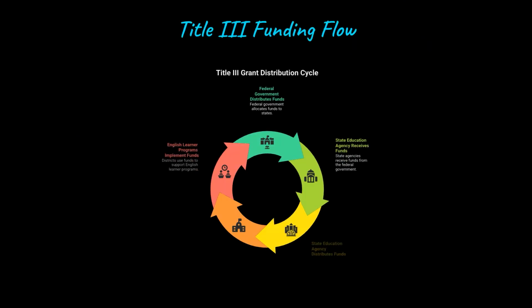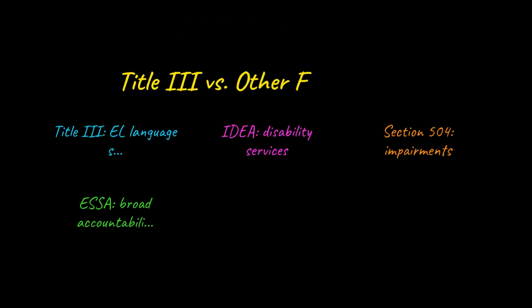The law operates through a grant mechanism. Federal funds flow to states, which then distribute money to districts based on how many English learners they enroll. Those funds support language instruction programs, professional development, and family engagement activities at the local level.